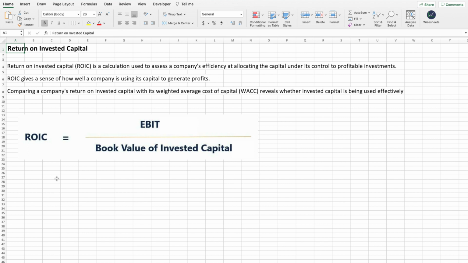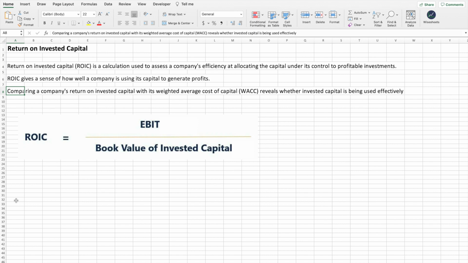Another important stock metric to look at is the return on invested capital, or ROIC. This is a calculation used to assess a company's efficiency at allocating the capital under its control to profitable investments. This gives you a sense of how well a company is using its capital to generate new profits. And the best thing about this is that by comparing a company's return on its invested capital to its weighted average cost of capital, this reveals whether the invested capital is being used efficiently.